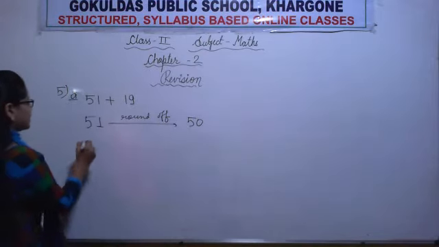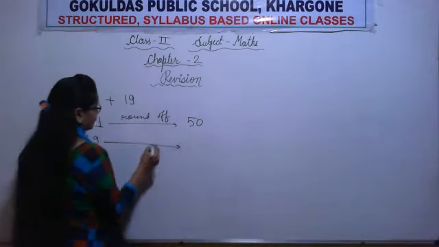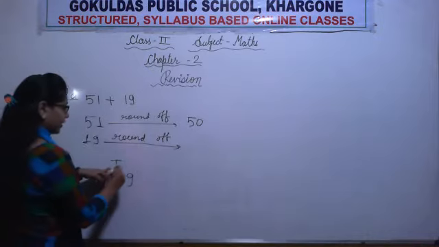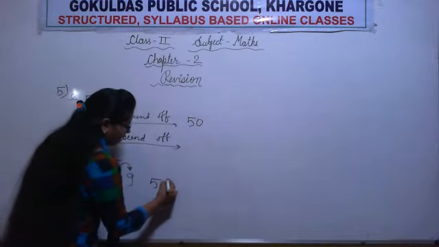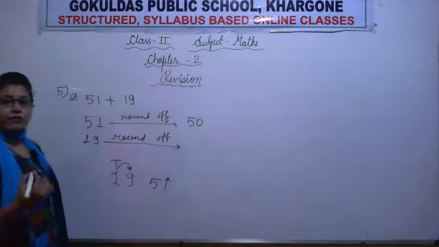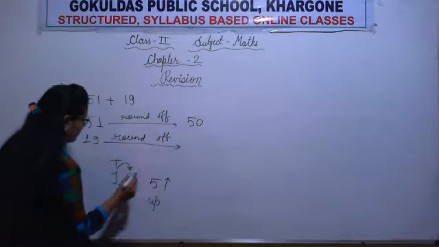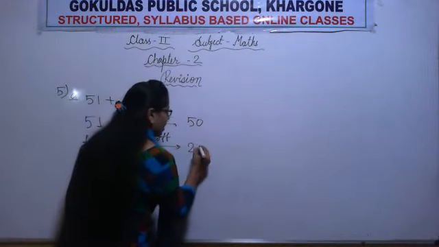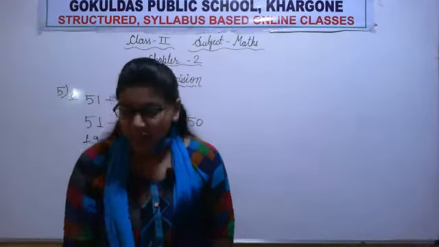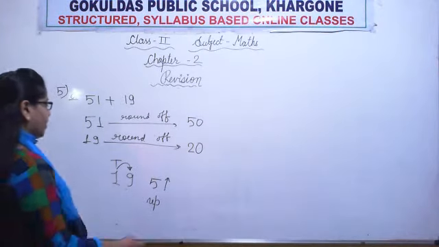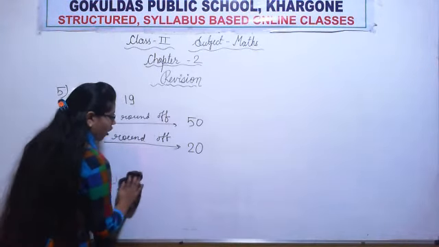Now the next number is 19. We are rounding off to the nearest tens, so we will see the number right to it. This is the number just right to it. This is number 9, so the number is greater than 5. So what will we do? We will round up. So what will come after rounding up 19? 20 will come because 19 lies between 10 and 20. Okay. So we have rounded off both the numbers.